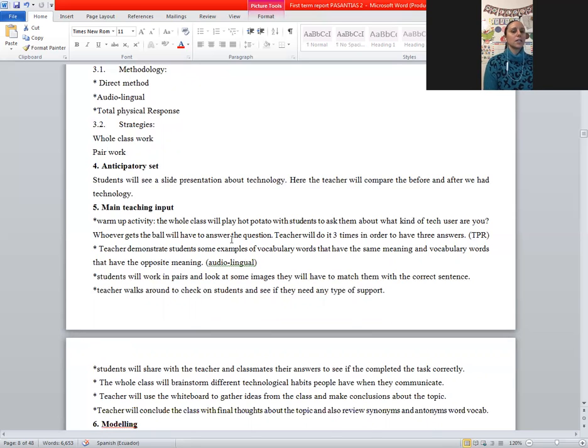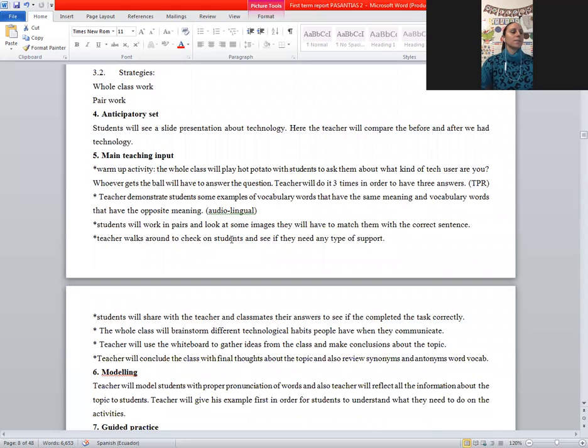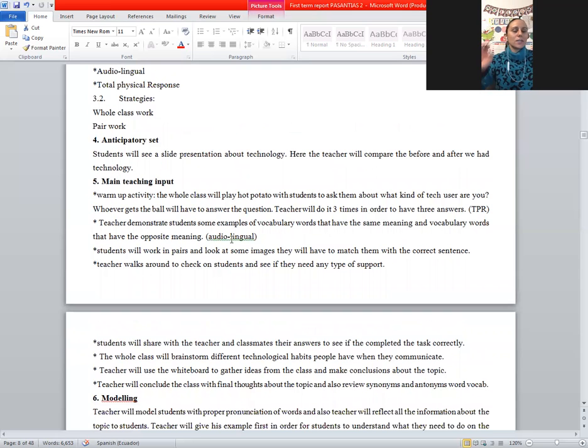For the fifth part, it's going to be the main teaching input. Here, as a warm-up activity, the whole class will play hot potato. We will ask each student what kind of tech user they are. We will be playing with a ball, and everybody has to pass it on, and once you get to hot potato, the student that has the ball has to answer the question that I'm proposing for this little game.